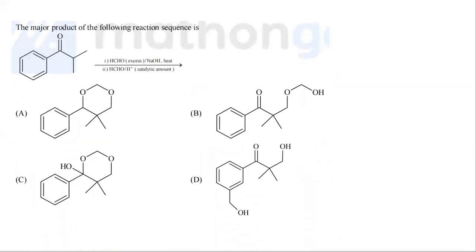So the first question that we have is this one: the major product of the following reaction sequences. This is the compound being given to us. First of all, let us identify the compound and the functional group. Here you may see we have this kind of functionality.